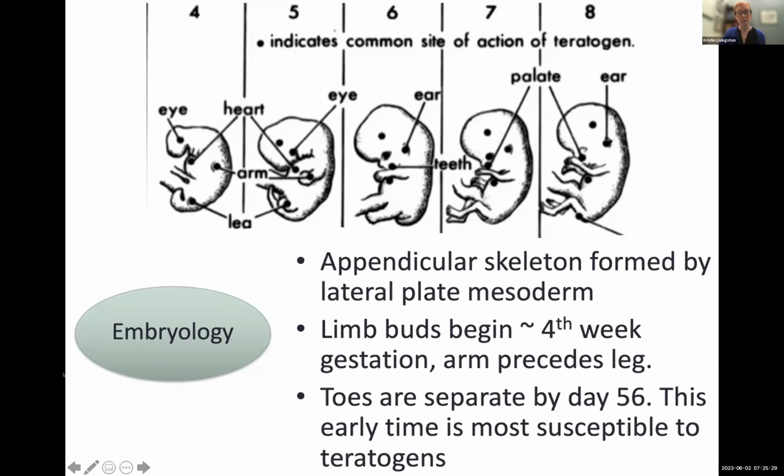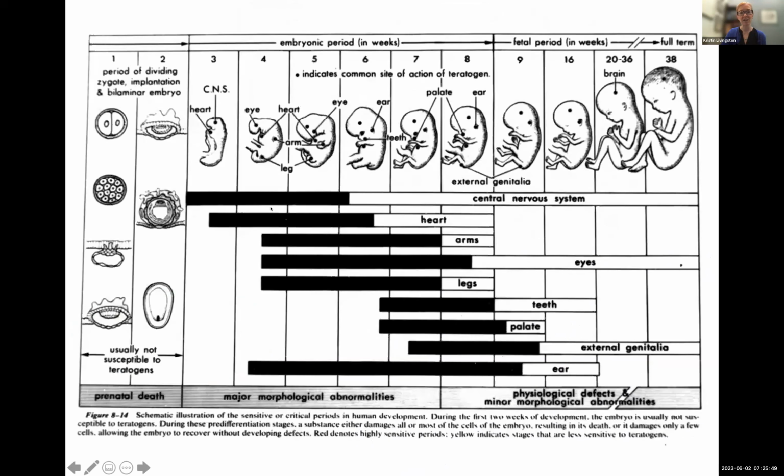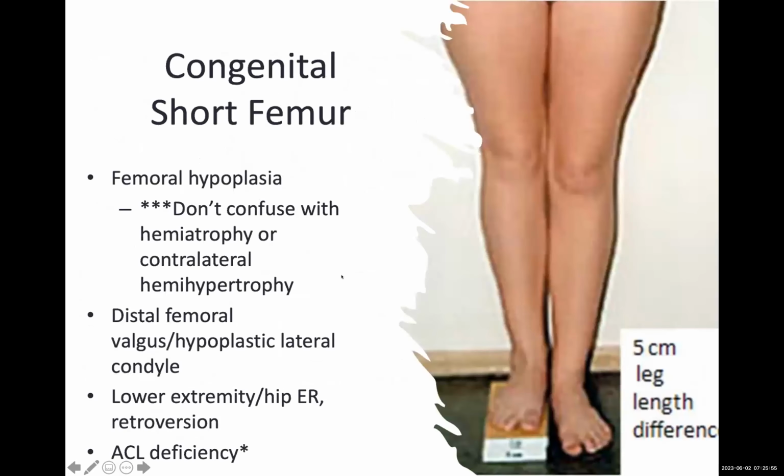But again, just a reminder of embryology here. The appendicular skeleton is formed by the lateral plate mesoderm. The limb buds begin forming at around the 4th week of gestation, so it is very early on in pregnancy that a limb bud can go awry. And usually the toes are separated and the limb is completely formed by day 56. So all of this is happening very early on. And again, just another picture to show the sensitive portion of fetal development.